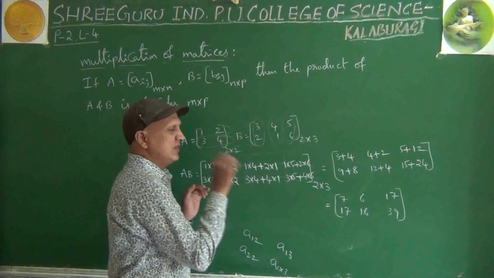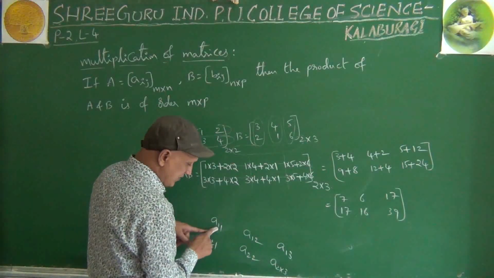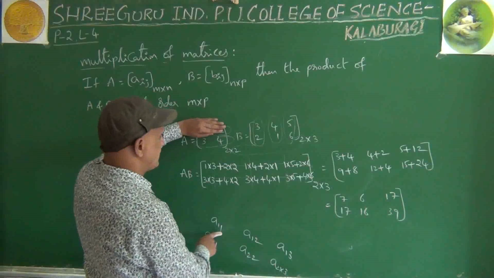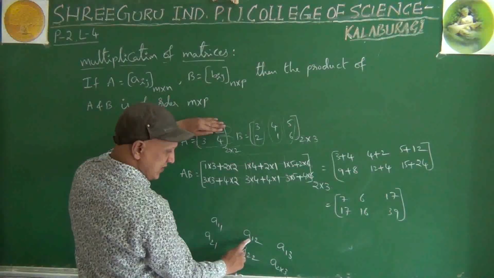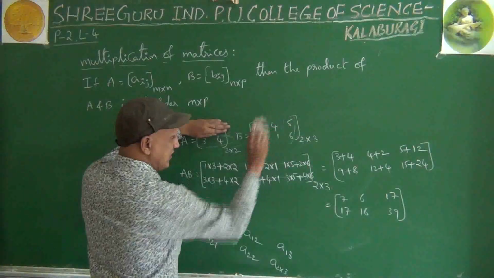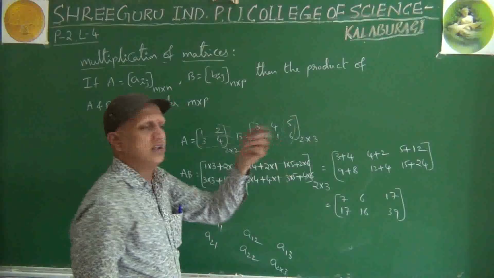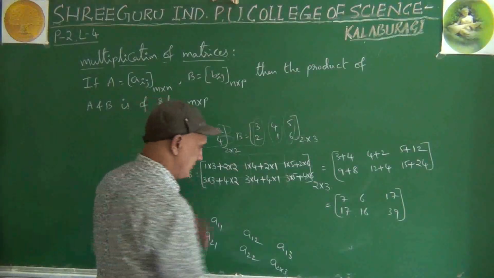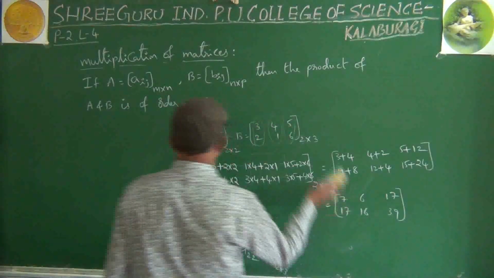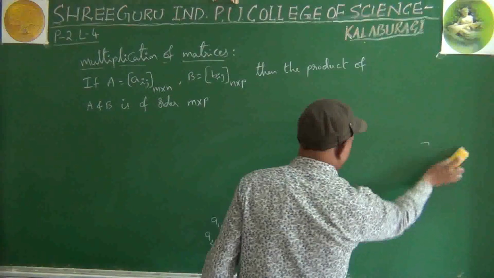Drawing the lines very light. Then see what is the address. A11: first row, first column, here first row, here first column. A12: first row, second column, here first row, here second column. Then first row, third column, here first row, here third column. Like that you will get it easily, right? When we do problems, you will understand more clearly at that time.